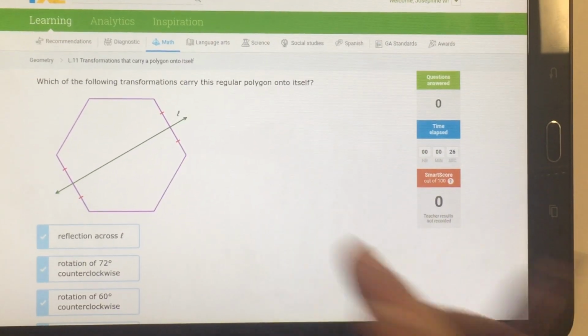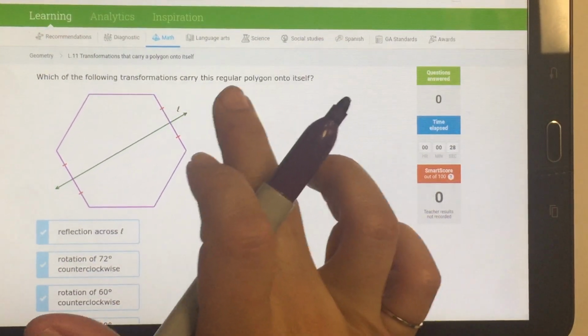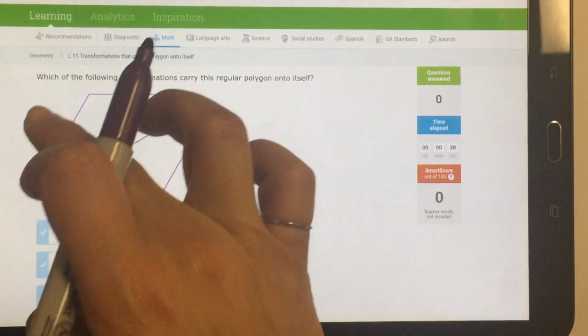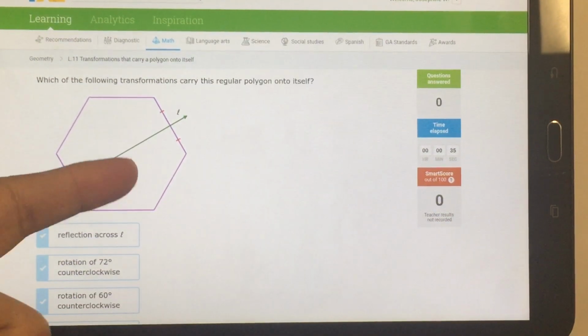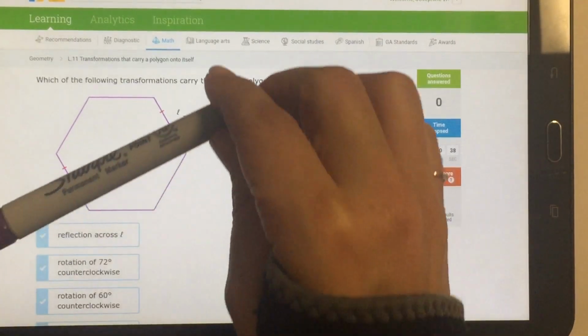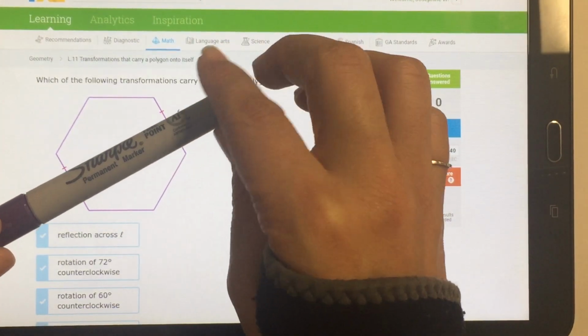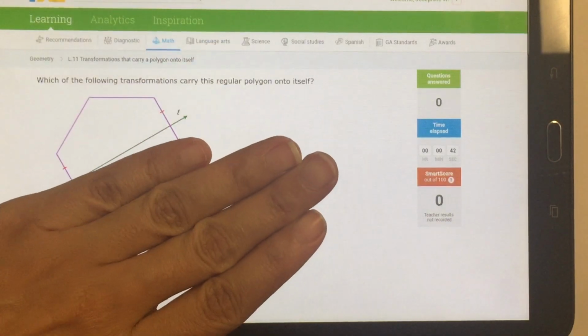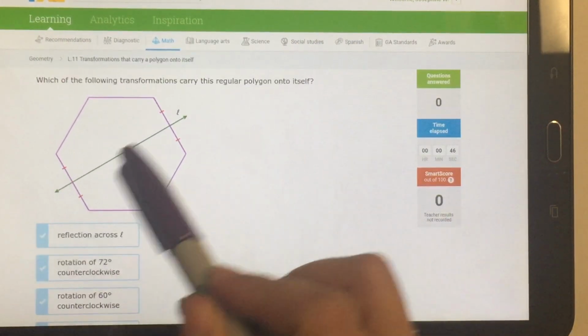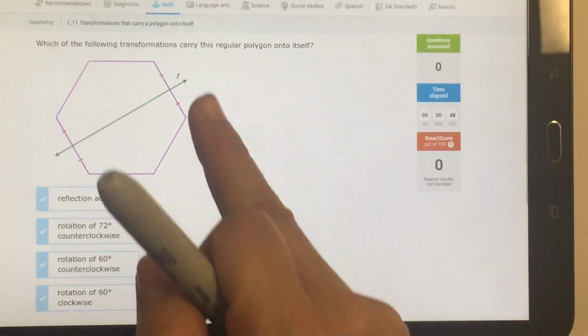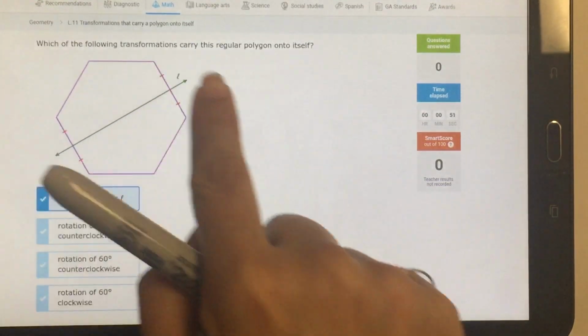which of the following transformations carry this regular, so again, regular meaning all the sides and angles are the same, onto itself. So in terms of reflection, you can see that if you put a line of reflection right here and you fold this right here, you see that this is going to come to that side. So this has a reflection line of symmetry, so across L. But does it have any rotational symmetry?